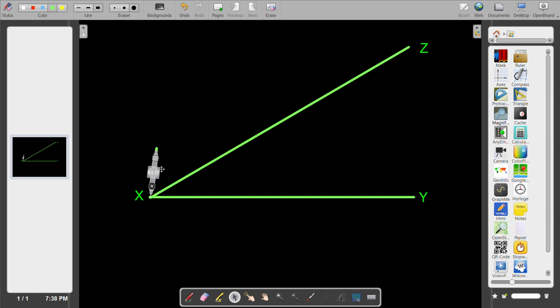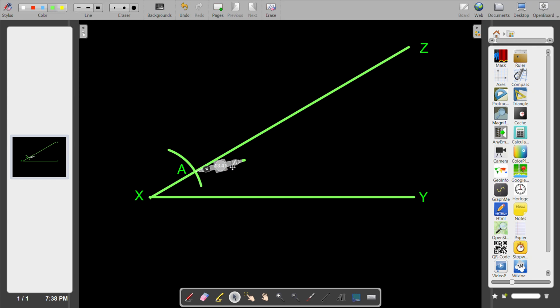Compass and put the compass pointer at the point X, and taking the radius of any convenient length, we draw an arc. We draw an arc cutting XZ at the point A.